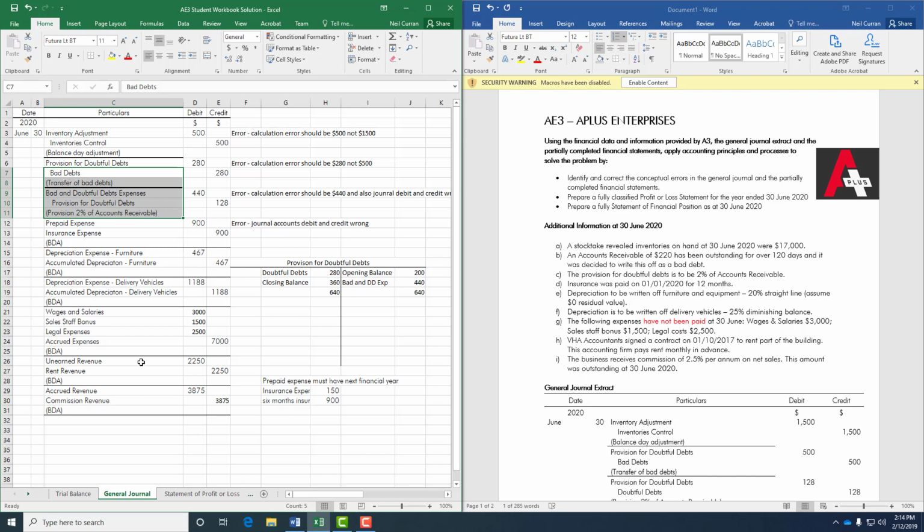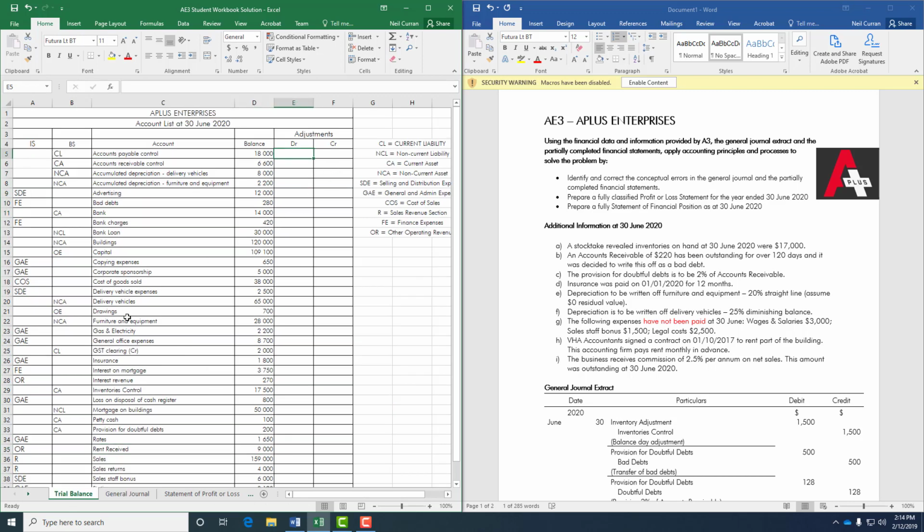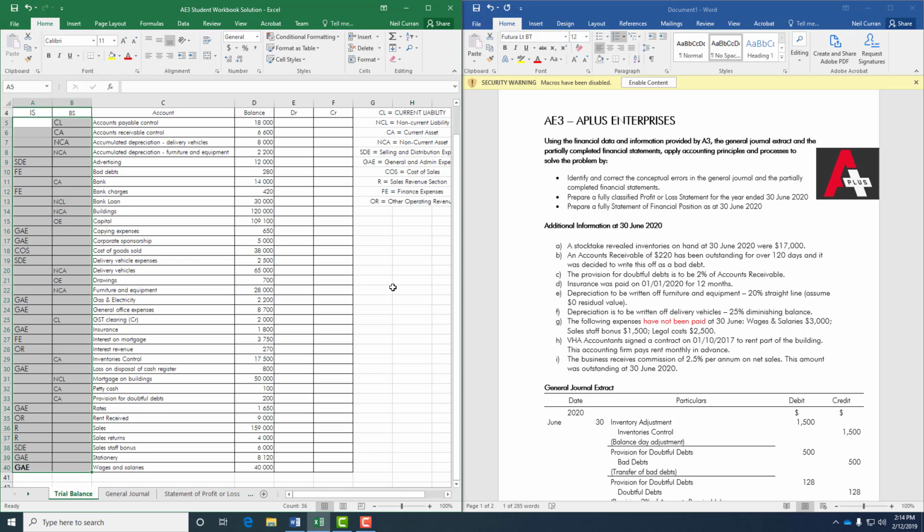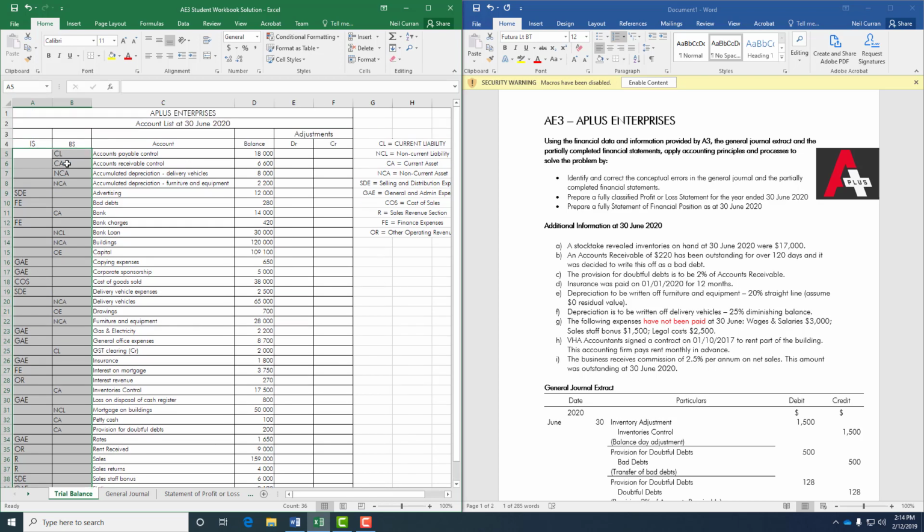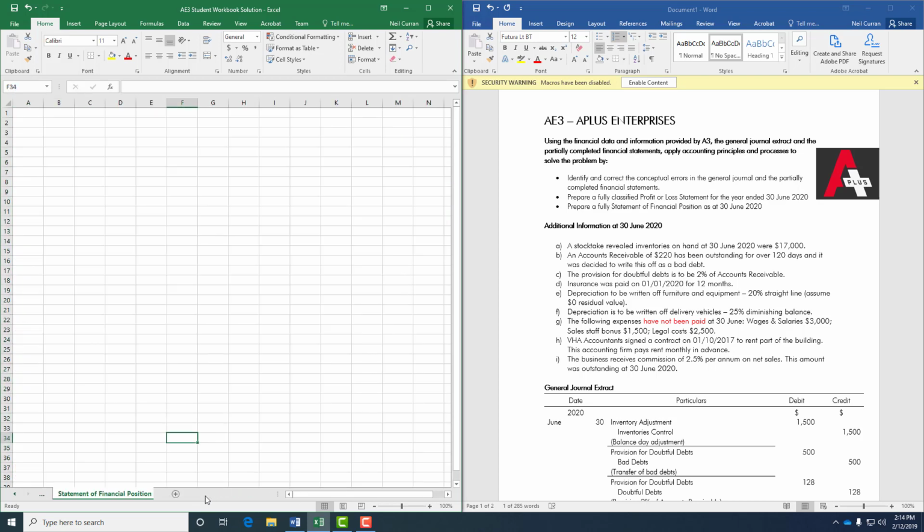Okay, so next vodcast we'll be looking at transferring these amounts over to the trial balance, making the adjustments, and also determining whether they are going in the statement of profit or loss or in the statement of financial position, and from there putting those in the respective tabs here along the bottom.